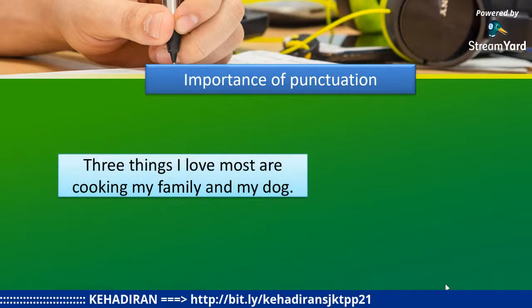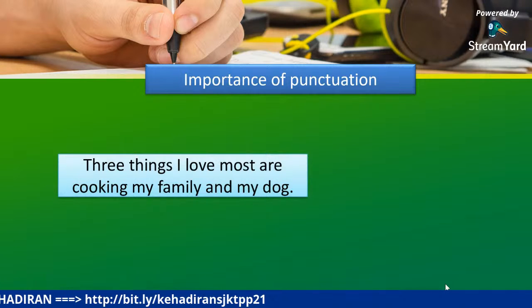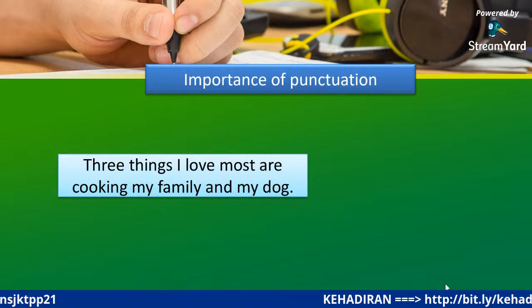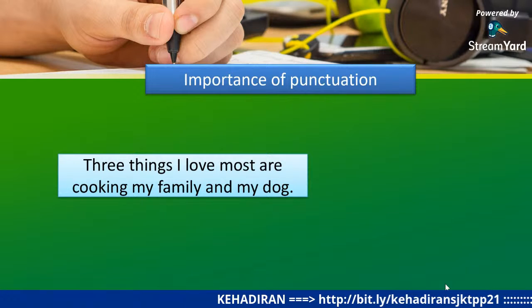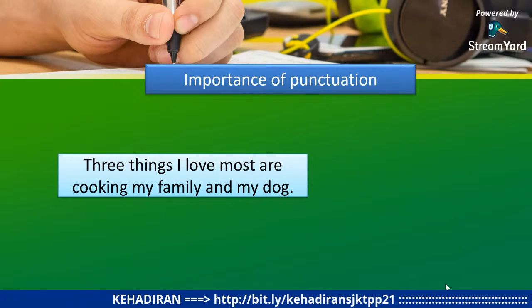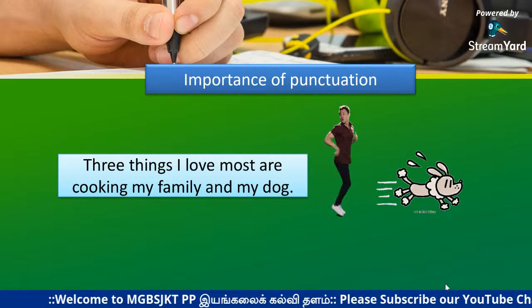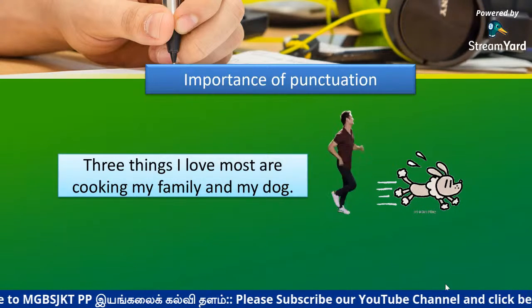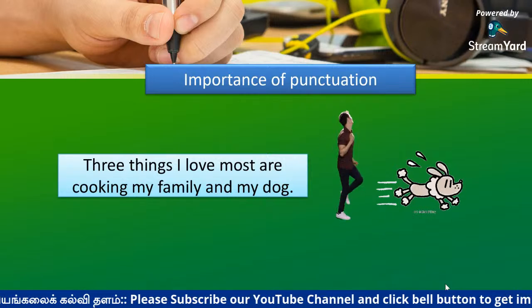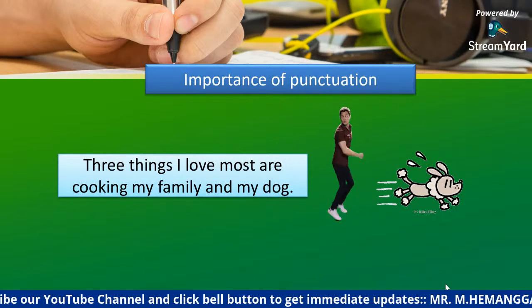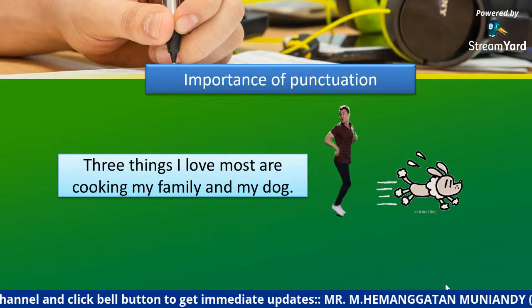Three things I love most are cooking, my family, and my dog. Oh, such a cruel statement here. But don't worry, it was not written by me. Three things I love most are cooking, my family, and my dog. Just one punctuation mark, just one comma, and it is going to save that family and a dog.